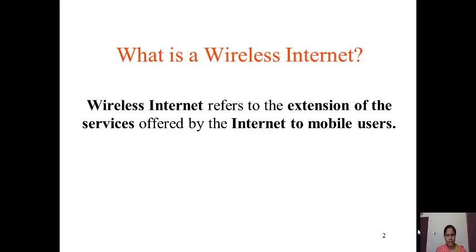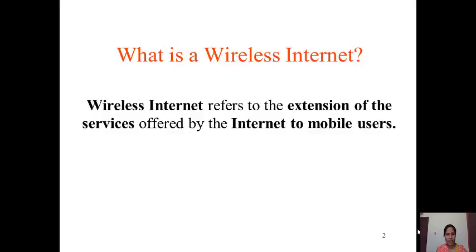What is wireless internet? Wireless internet refers to the extension of the services offered by the internet to the mobile users. So as I said, we know what the internet is. We know that wireless technology has taken up today's communication. So wireless internet extends the services that are offered by the internet to the mobile users.